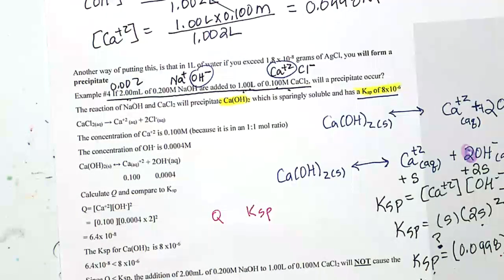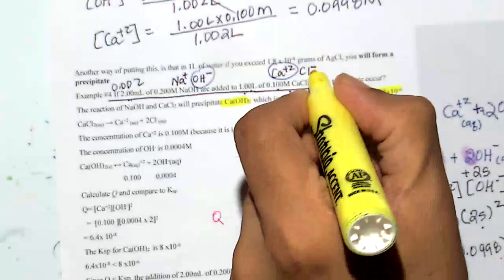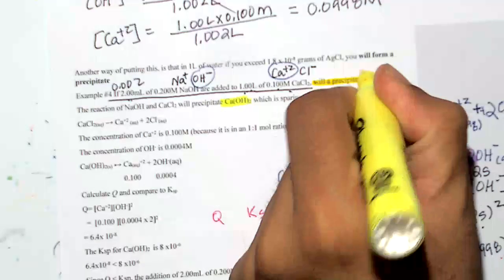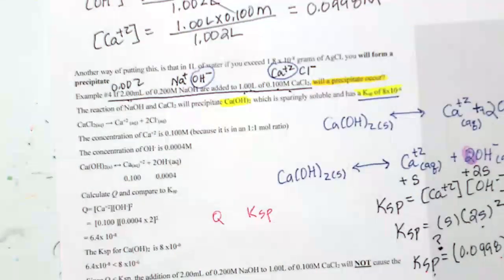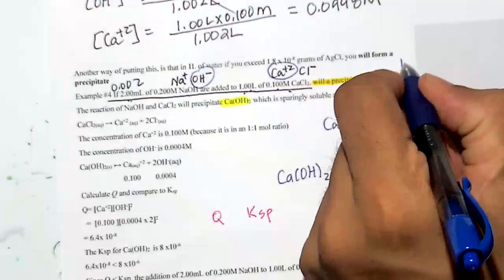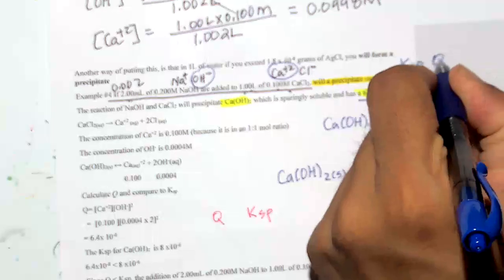So on an exam or this specific type of problem on the quiz, if you have a question, will a precipitate occur? Okay, will it happen? You're going to have to compare KSP with Q.